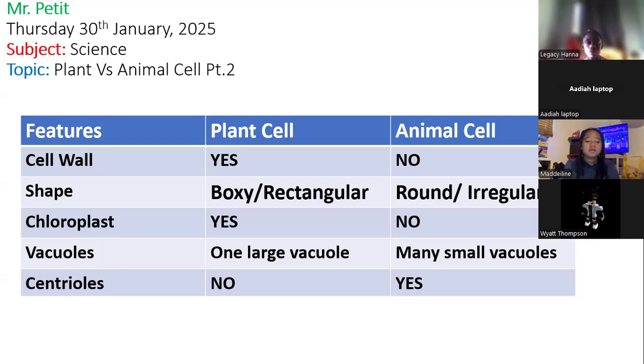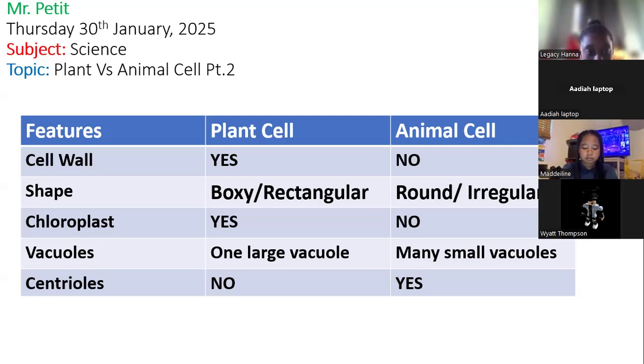Continue. The plant cell has a chloroplast, and the animal cell does not. The plant cell has one large vacuole, and the animal cell has many small vacuoles. The animal cell has centrioles, and the plant cell doesn't. Very good. And Legacy, explain the differences between the plant cell and animal cell.